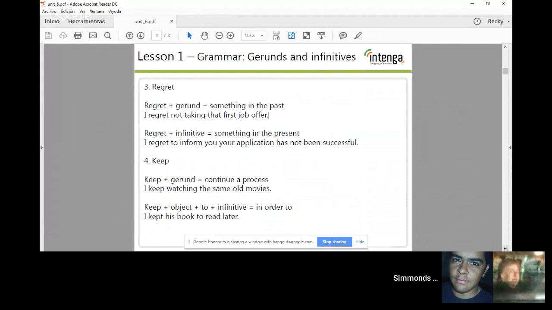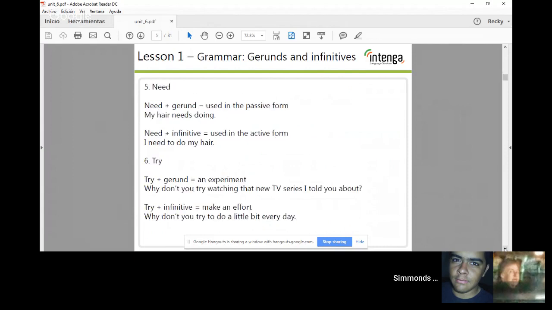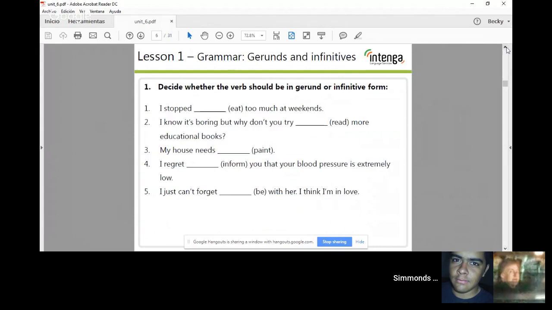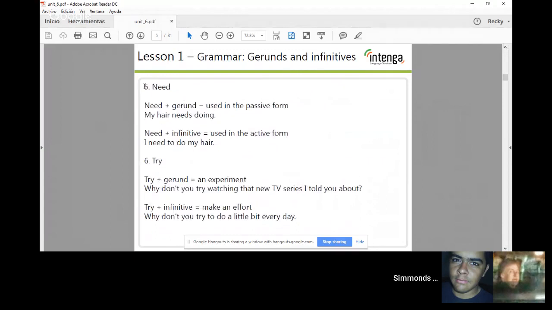No. No. Okay. Sounds good. Now we'll use need. All right, let's just check this. Yeah, these are the examples. So, Rafa, read need, okay?